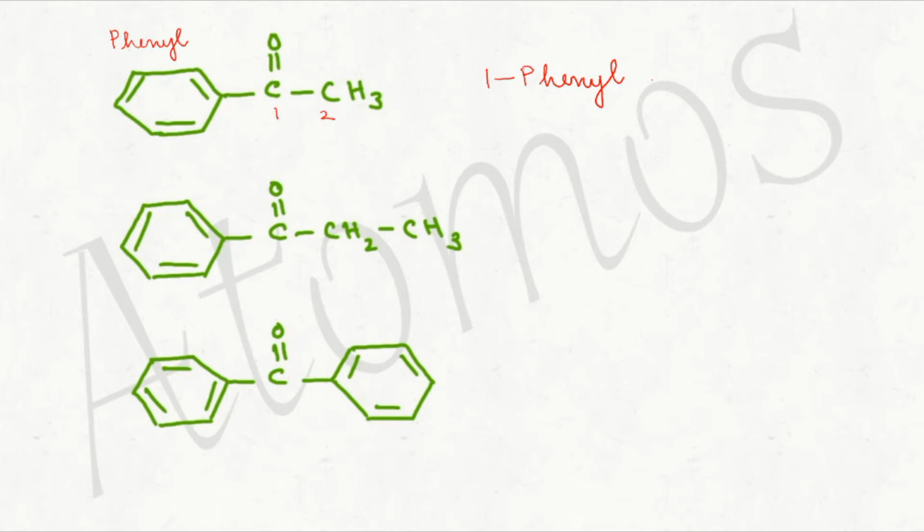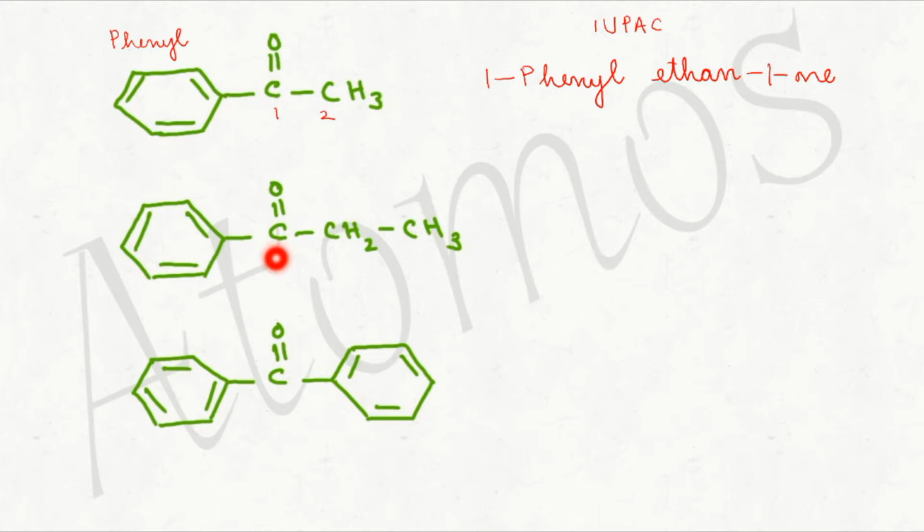But in between, we will have to specify the position of the keto group also. It is attached to the first carbon atom. Ethan-1-one we will write. This is the IUPAC name of this compound. You will have to remember. And what about this one?